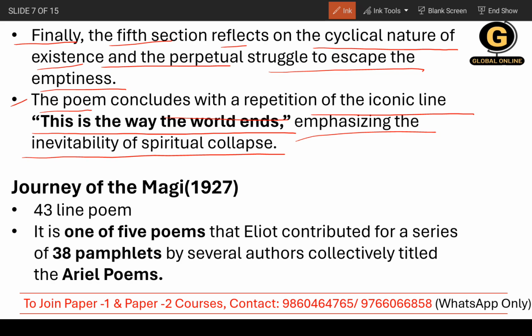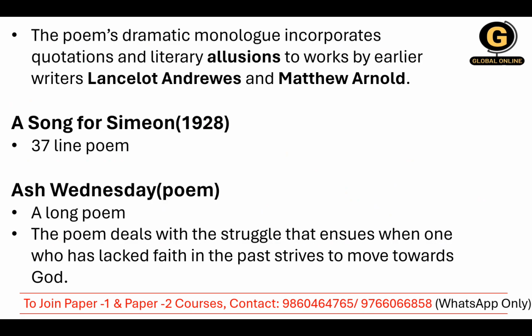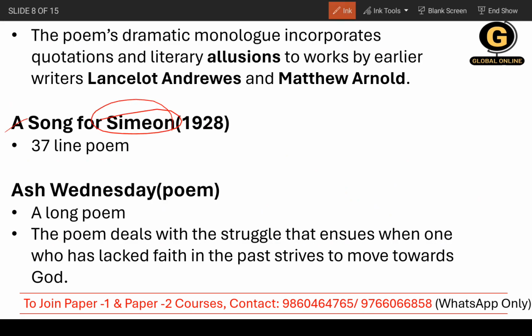Okay, this is the way the world ends. Now, second work, Journey of the Magi. It's not a poem that can be prepared in 2 minutes, and that itself is not true. So it has 43 lines, and it is one of the 5 poems that Eliot contributed for a series of 38 pamphlets by several authors, collectively titled as Ariel Poems. So Journey of the Magi is one of them, one of the 5 poems. The other one is A Song for Simeon, 1928. This is also part of the Ariel Poems.